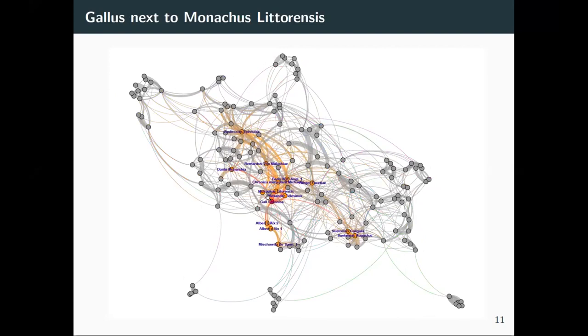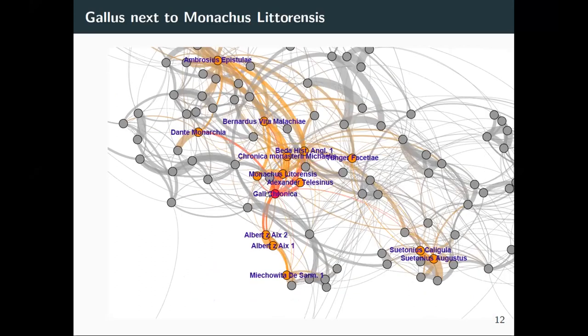If we zoom in, or if we simply black out all the other guys, you will see Gallus Anonymous being linked to some other authors. Let me zoom in. As you can see, Gallus Anonymous is very strongly connected to the monk of Lido, Monachus Litorensis. And this connection is way stronger than the interconnection between the works of Cicero, the interconnection between the works of Caesar, and so on. So this gives us a very strong argument that these two are stylistically identical. So this is probably the same person.